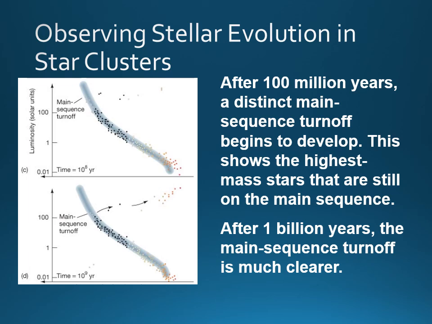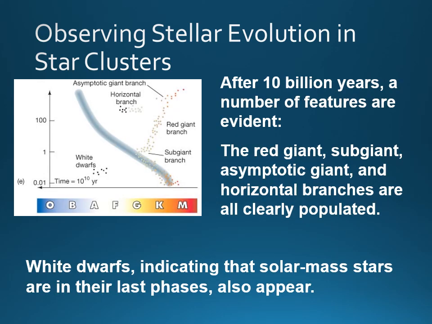After 1 billion years, the main sequence turnoff is much clearer. After 10 billion years, a number of features are evident. The red giant, subgiant, asymptotic giant, and horizontal branches are all clearly populated. White dwarfs, indicating that solar mass stars are in their last phases, also appear.